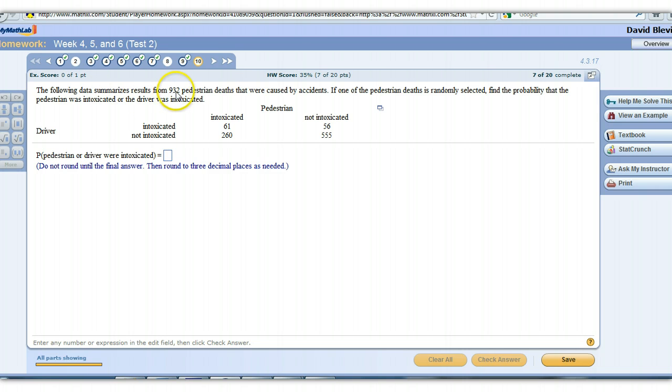Alright, so the following data summarizes results from 932 pedestrian deaths that were caused by accidents. If one of the pedestrian deaths is randomly selected, find the probability the pedestrian was intoxicated, or an or probability, or the driver was intoxicated.